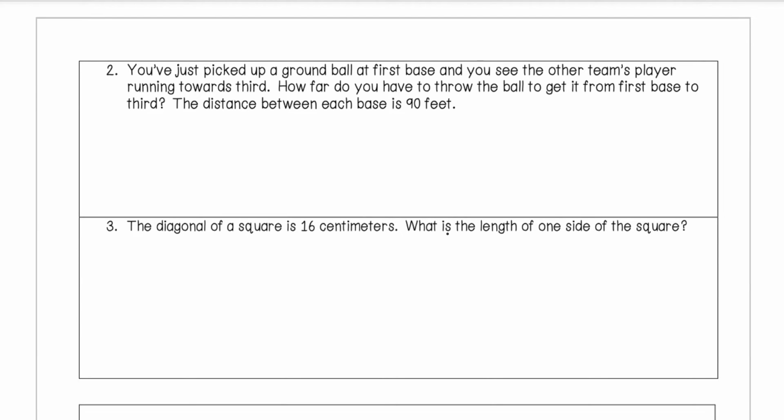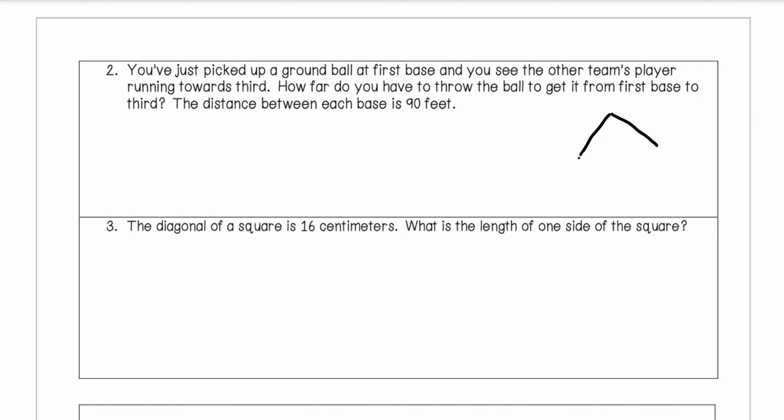In the next question, it says you've just picked up a ground ball at first base, and you see that the other team's player is running towards third. How far do you have to throw the ball to get it from first base to third? The distance between each base is 90 feet. So we're dealing with a baseball diamond here.